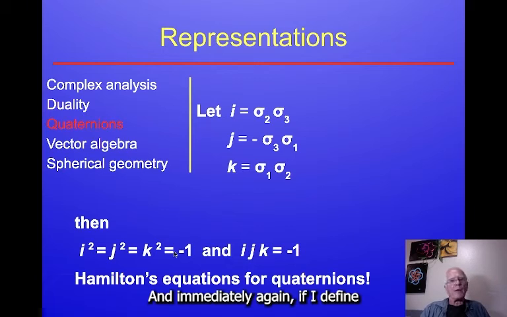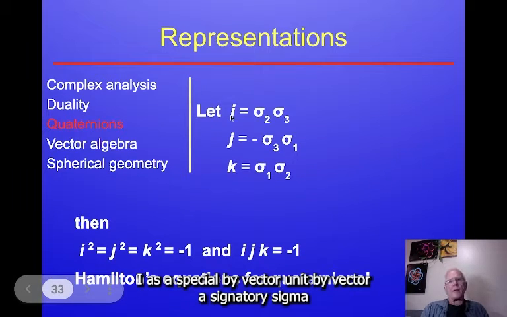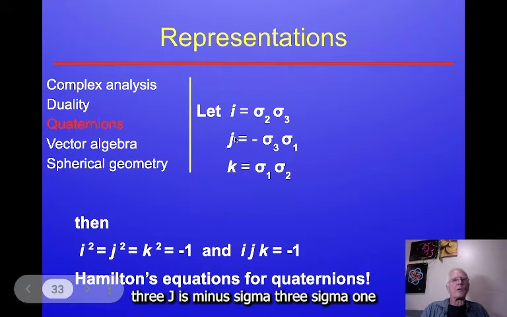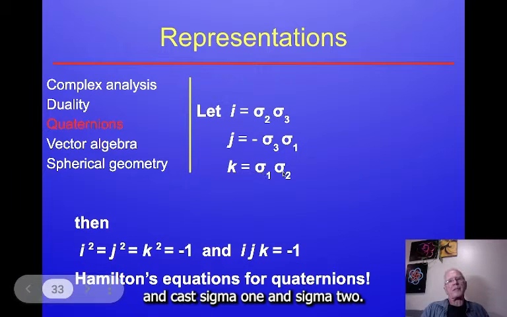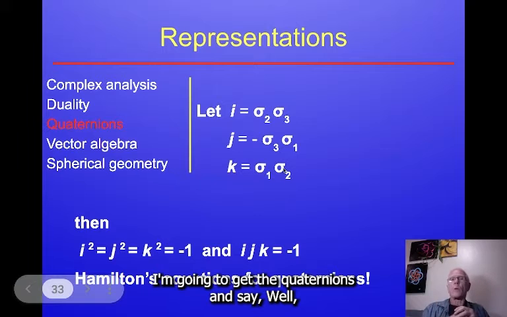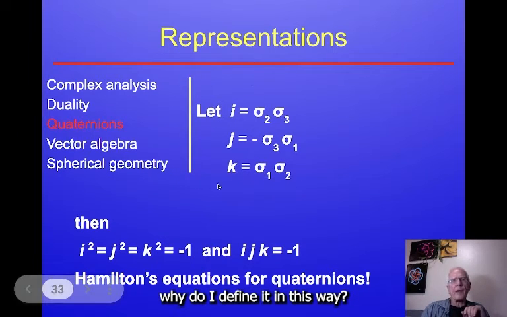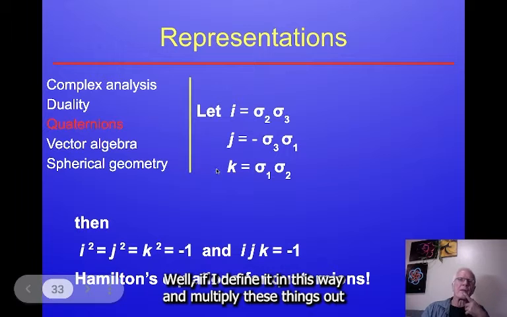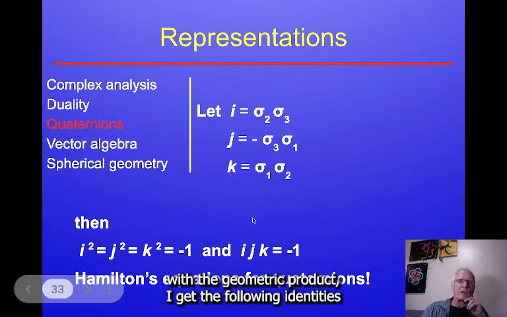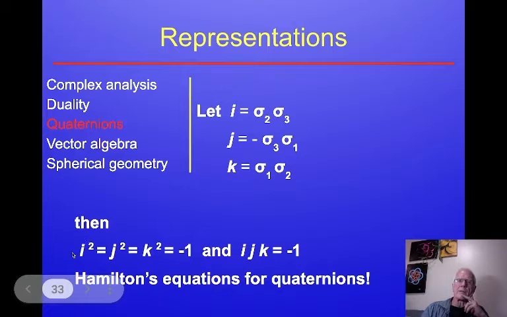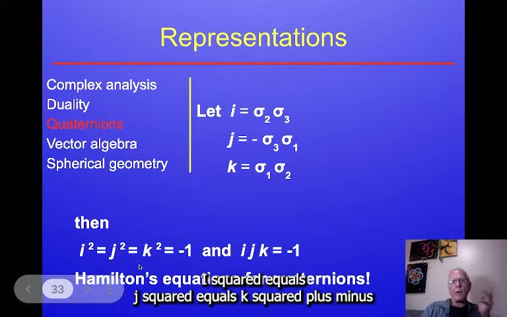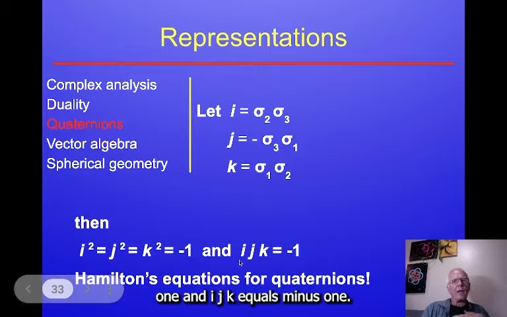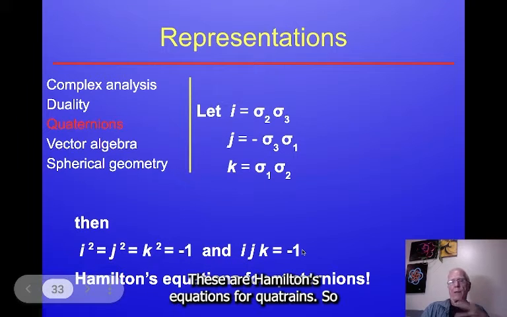And immediately again, if I define i as a special unit bivector, sigma 2 sigma 3, j as minus sigma 3 sigma 1, and k as sigma 1 sigma 2, I'm going to get the quaternions. You might say, well, why do I define it in this way? Well, if I define it in this way and multiply these things out with the geometric product, I get the following identities: i squared equals j squared equals k squared equals minus 1, and ijk equals minus 1. These were Hamilton's equations for quaternions.